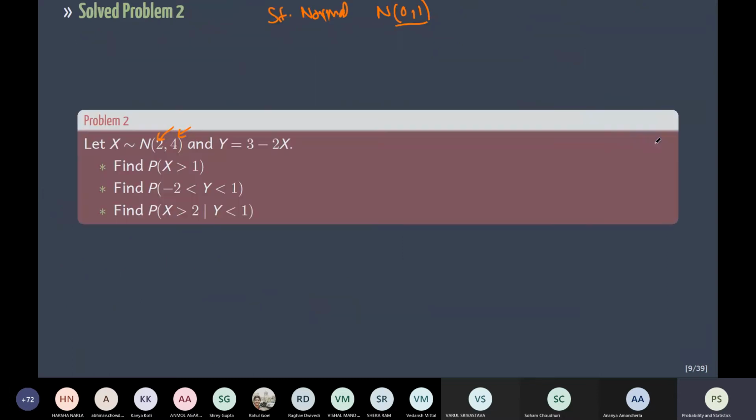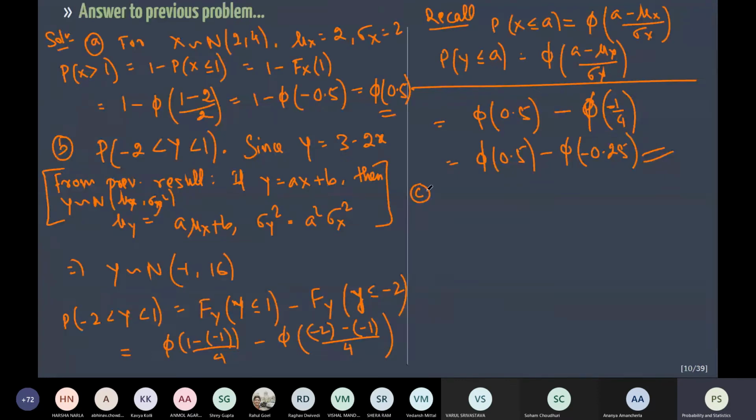And then the third question is the conditional probability. The conditional probability we have to compute is the probability that x greater than 2 and y less than 1. How can we write this? This is the probability that x greater than 2, and y we can write in terms of x, so this is 3 minus 2x, and 3 minus 2x is less than 1.